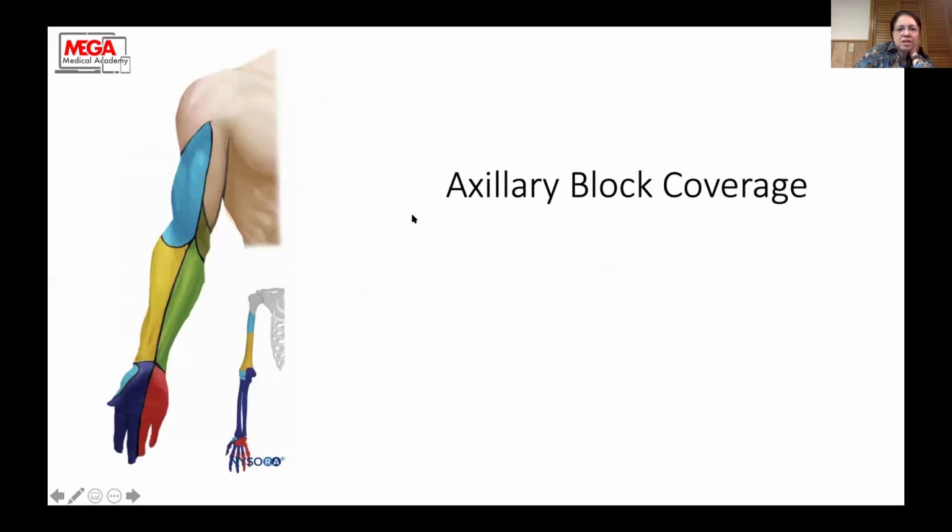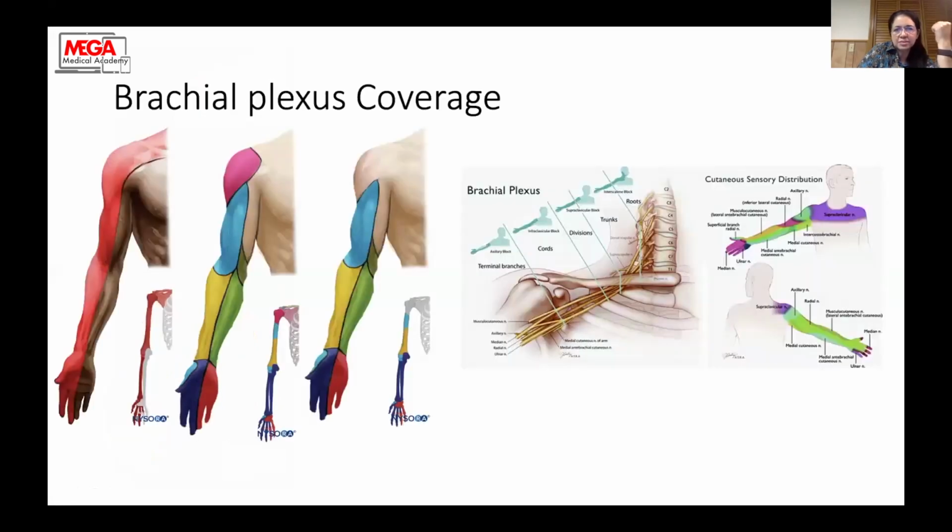So axillary block coverage is usually from the mid-arm down. As we said earlier, it's not good for the shoulder, but it gives you safety. For the interscalene and the supraclavicular, there is always the incidence of phrenic nerve palsy. This one doesn't have that incidence. The infraclavicular has a very low chance of phrenic nerve palsy. So each technique has its values and drawbacks at the same time.